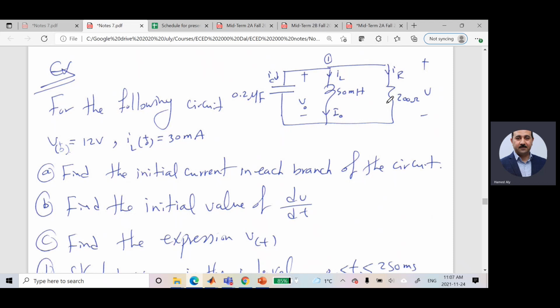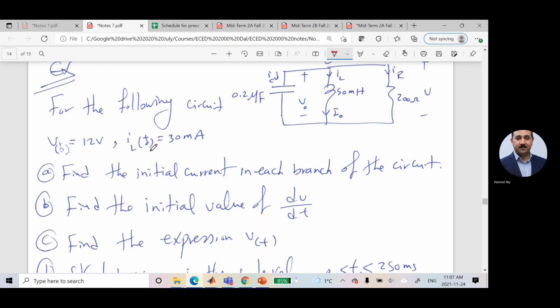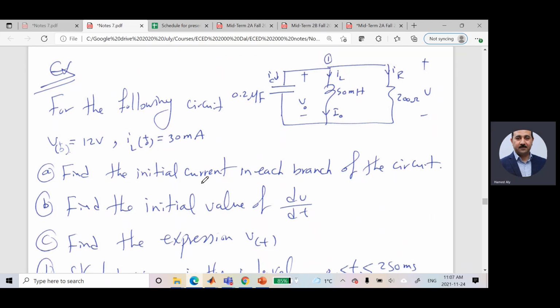Do we need IC of 0 positive? I don't know, maybe. Do we need IR of 0? Maybe. Do we need IL of 0? Maybe. Do we need the voltage at time 0? Maybe. So I have to be careful and I have to know why he gave me those values. Now he is asking me to find the initial current in each branch. I think it's very easy.